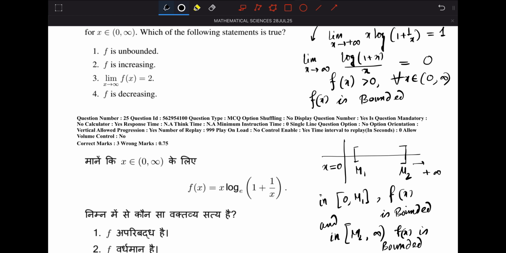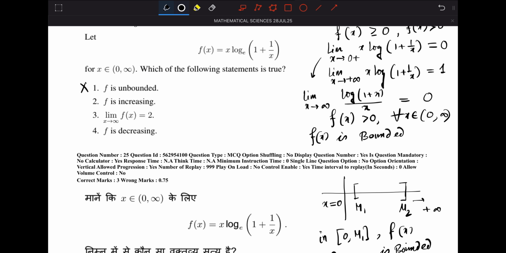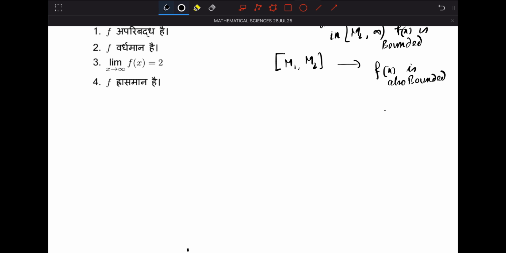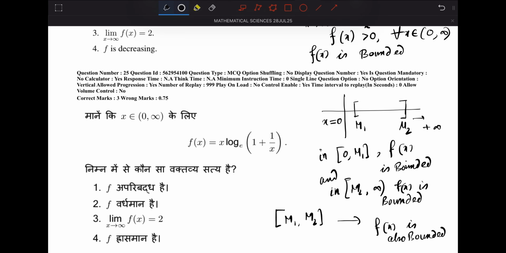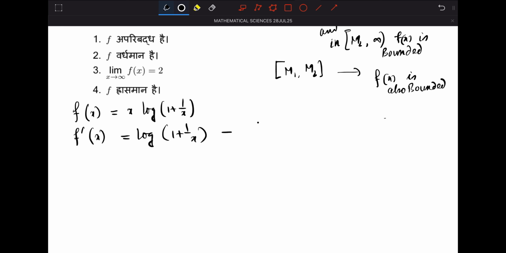So that means f(x) is bounded, so the first option is not correct. For the second option, f(x) is increasing. Let us write the function and calculate the first derivative: plus x minus 1 by 1 by 1 plus x.